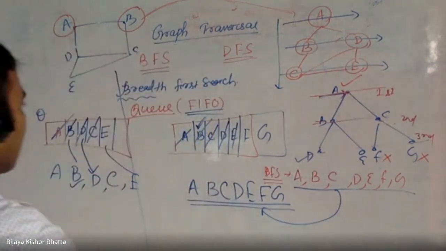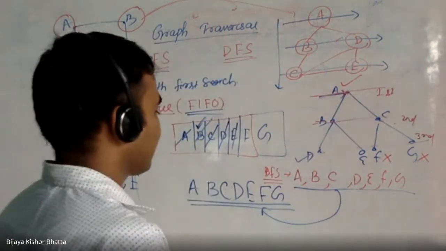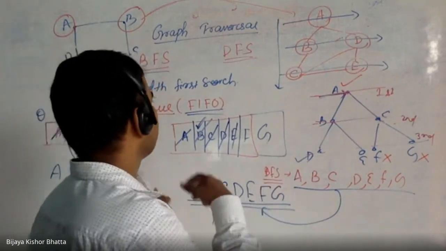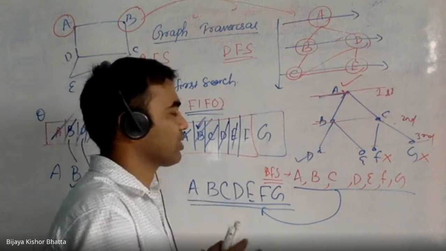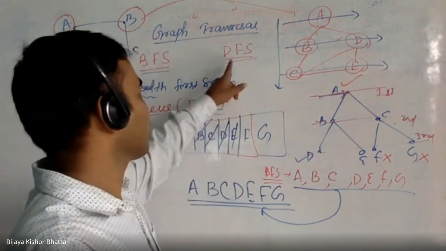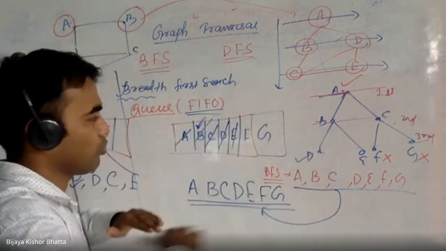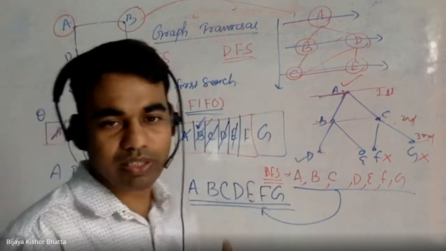Okay, so this is all about BFS with the examples. We'll understand DFS, and we'll try to compare and see what the basic difference between BFS and DFS is. DFS goes on depth wise, and BFS goes on breadth wise. But we'll go for DFS next.